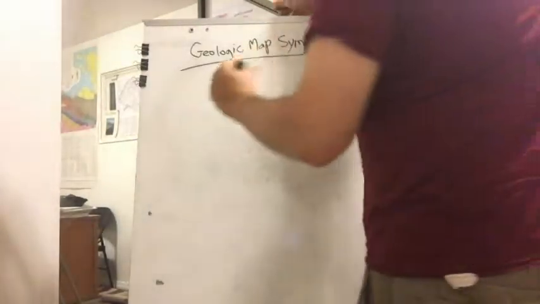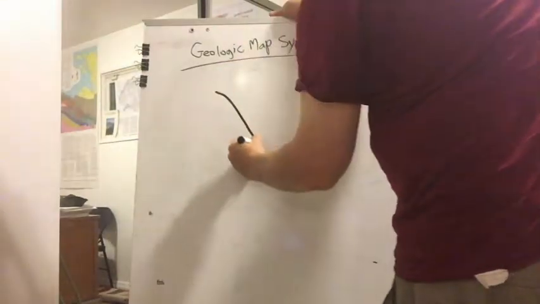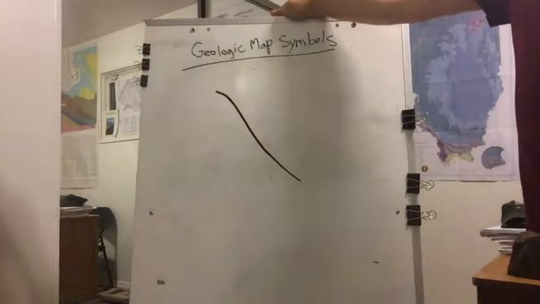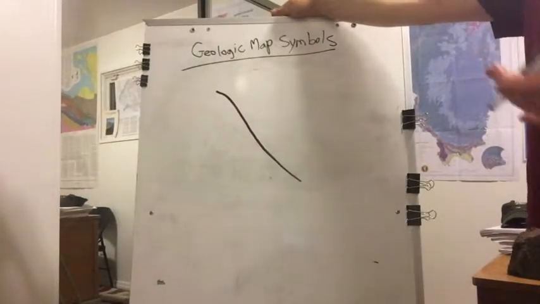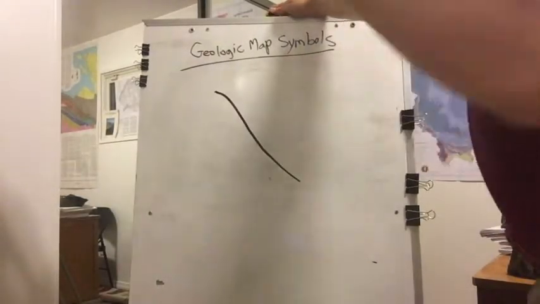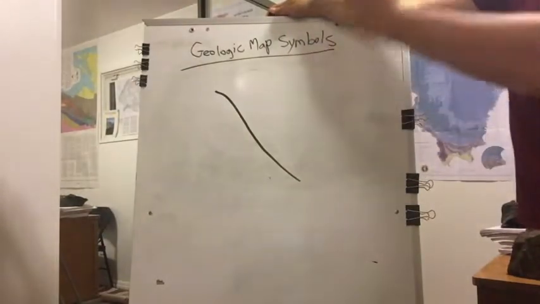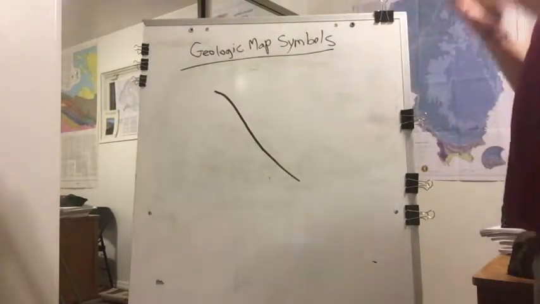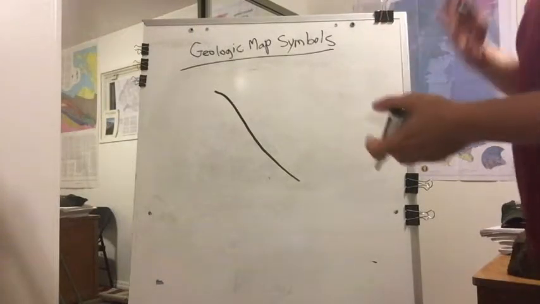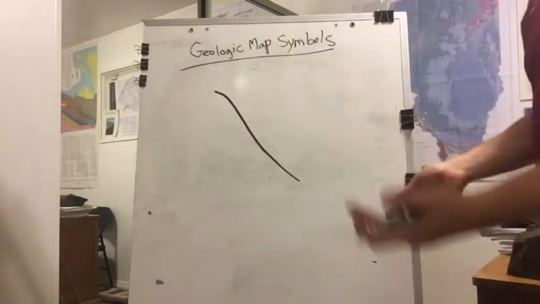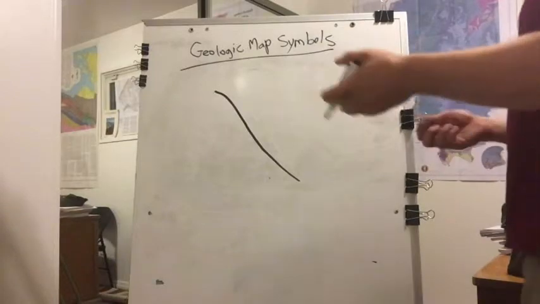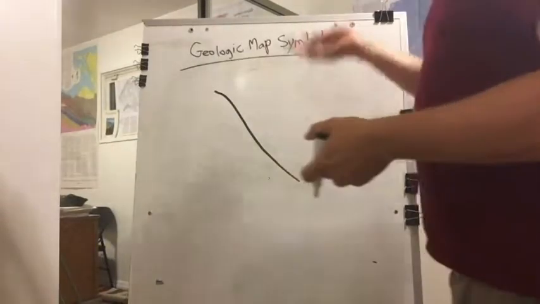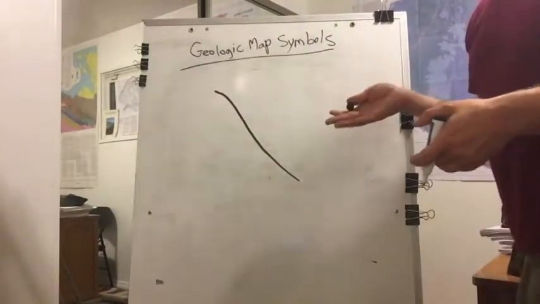A fault on a geologic map will not just be a big, thick black line. There's more to it than that, because like I said, movement has occurred. You need to illustrate whether that movement has been vertical or largely horizontal. Almost all faults have a horizontal and vertical component, but one will dominate. Most of the faults out here in Illinois are normal faults. They're high angle normal faults.